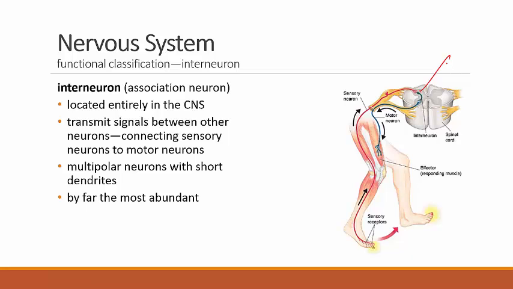And they are primarily multipolar neurons, and they usually have very short dendrites. And by far, these are the most abundant of any of the neuron functional types in the body. As many as 90% of all neurons in the body are actually found in the brain or spinal cord as interneurons. Okay, so there you have it.